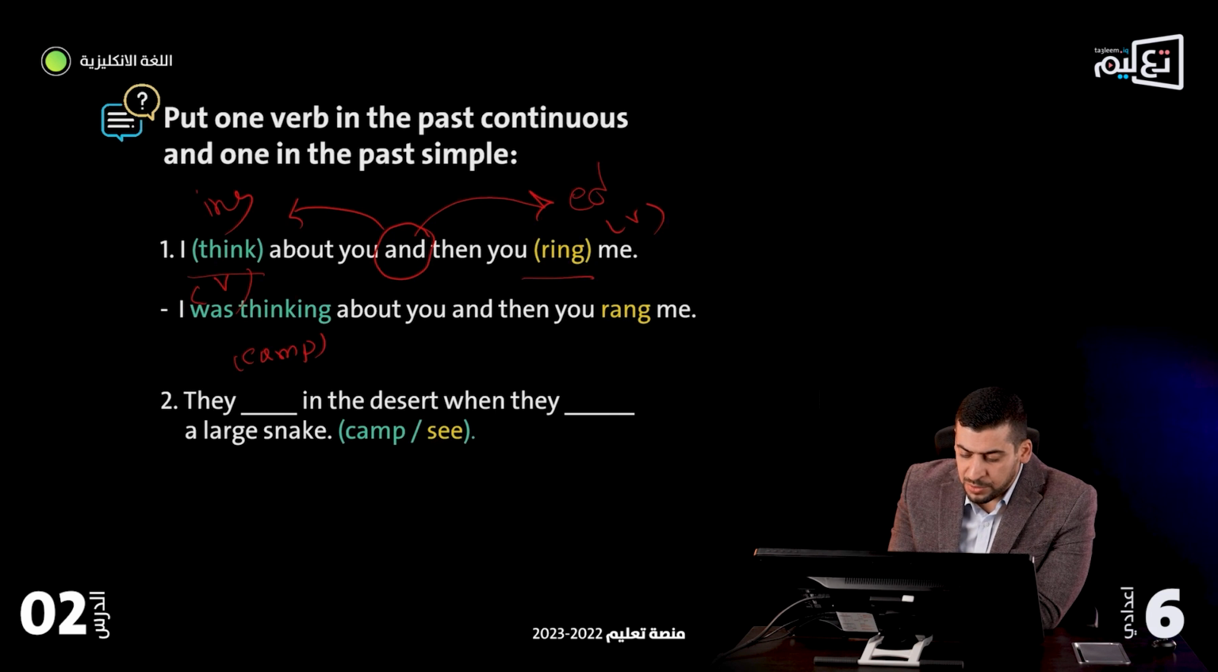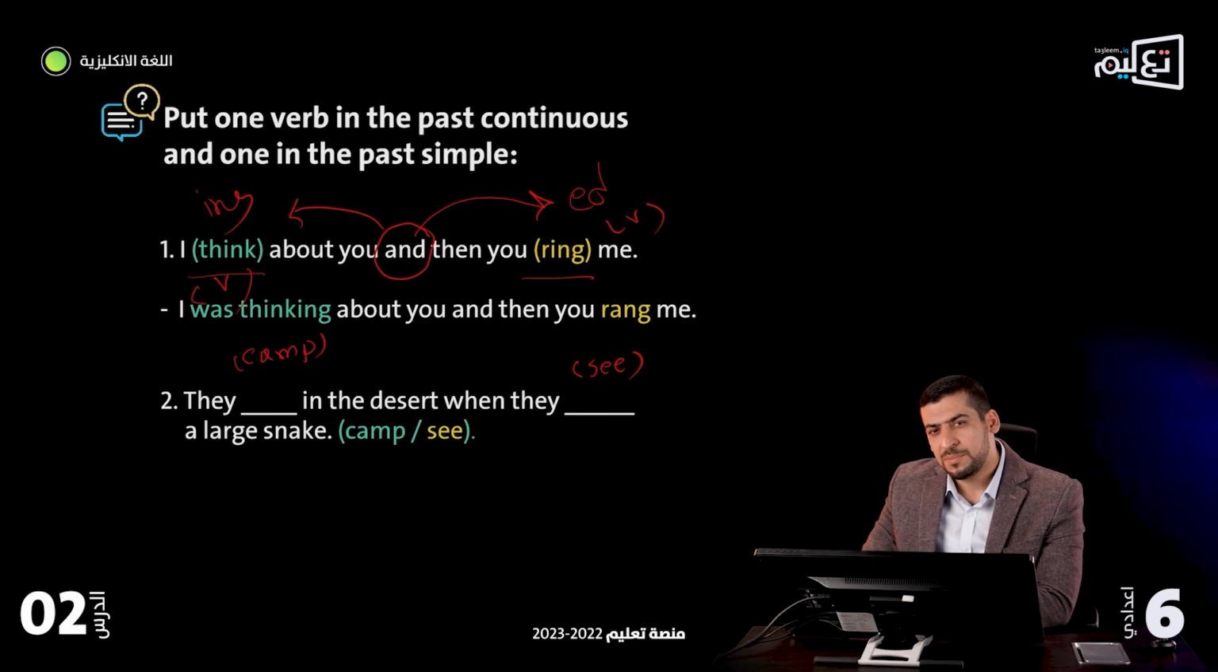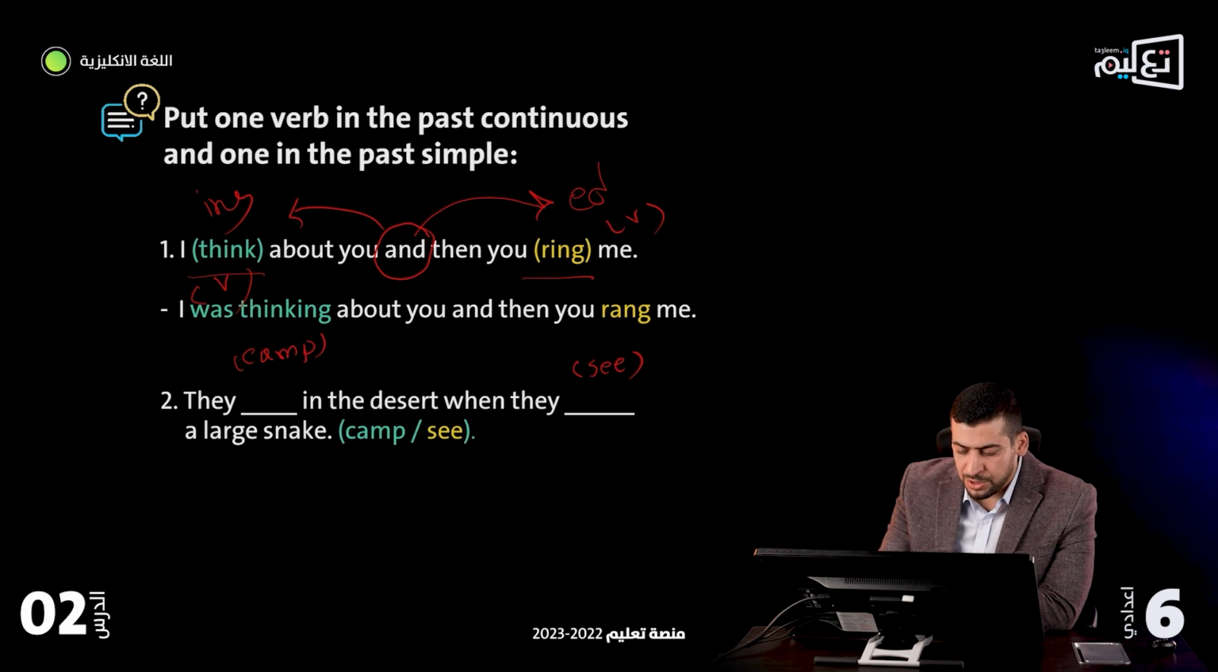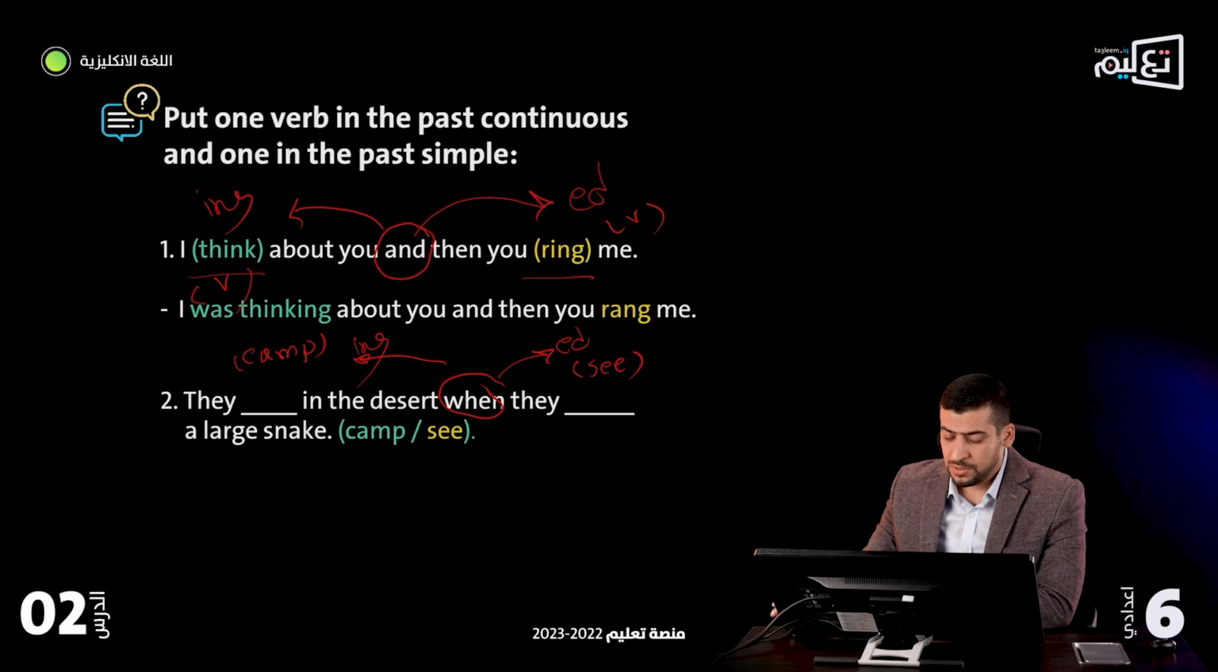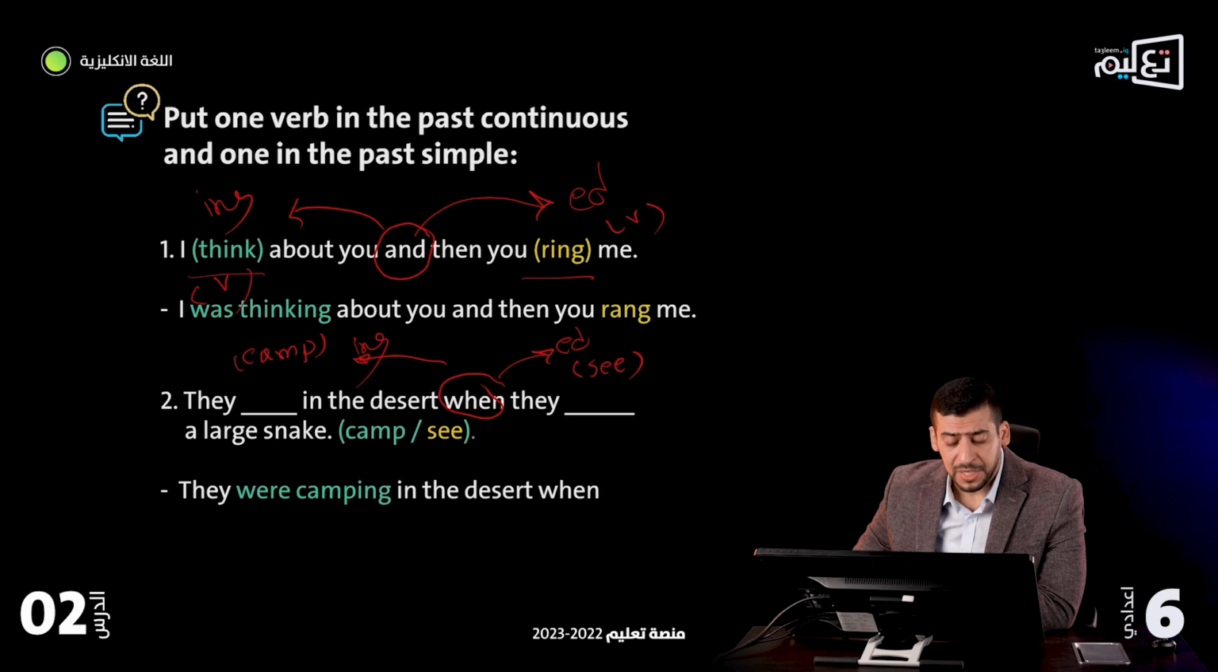And people also usually see the snake. So when you put back those verbs into position, you now have the same style as the first question. You need to look now for the conjunction tool, which is when. So this verb is going to take the past simple, and this one is going to take the ing or the past continuous. So the solution is they were camping in the desert when they saw a large snake.